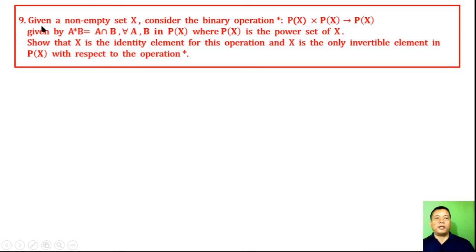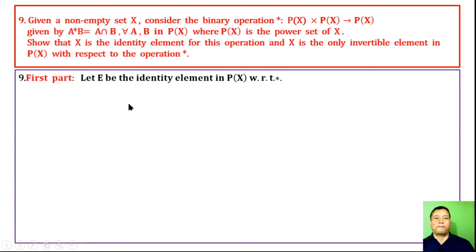Question number 9. Given a non-empty set X, consider the binary operation asterisk from P(X) cross P(X) to P(X), given by A asterisk B equal to A intersection B for all A, B in P(X), where P(X) is the power set of X. Show that X is the identity element for this operation and X is the only invertible element in P(X) with respect to the operation asterisk.